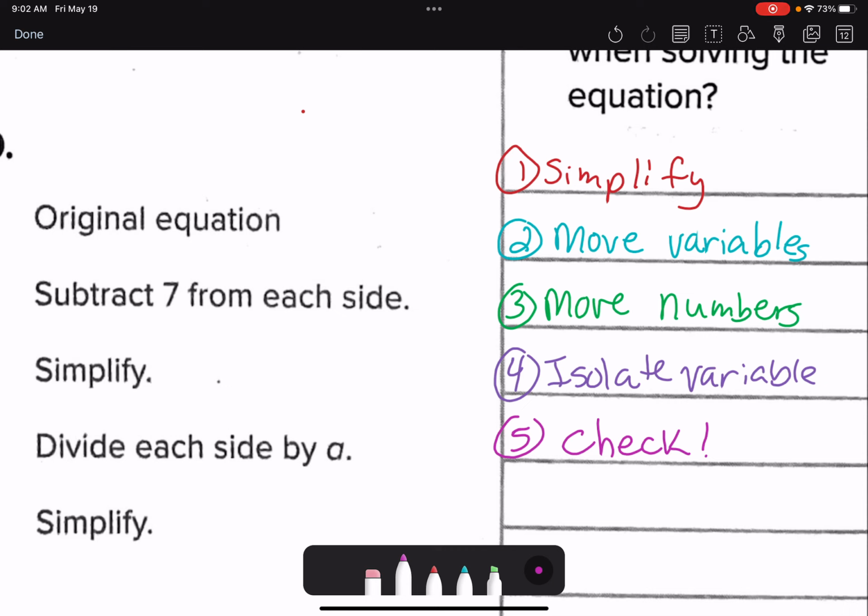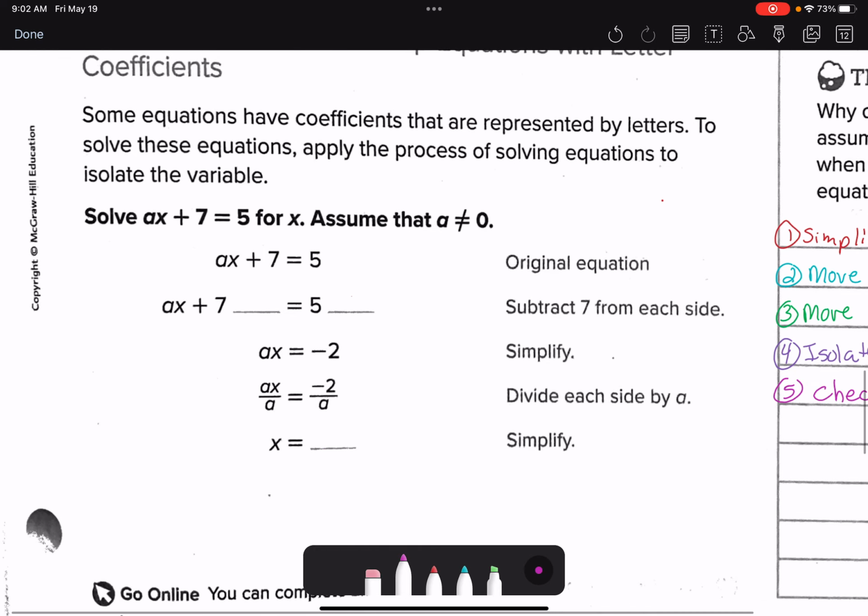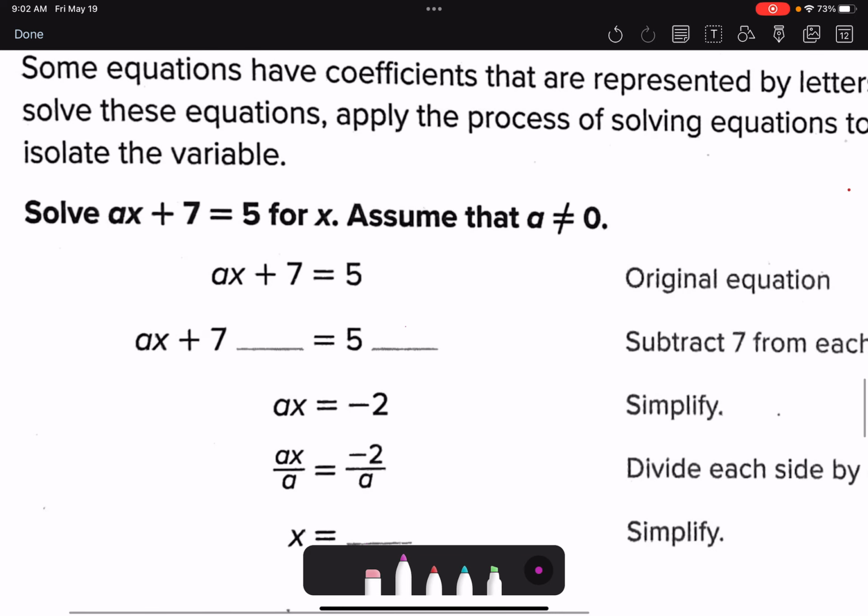If not, feel free to write this down here so you, like I did, can very quickly glance at it and identify it. But I'm going to be referencing this as we go on. All right, so this says solve ax plus 7 equals 5.